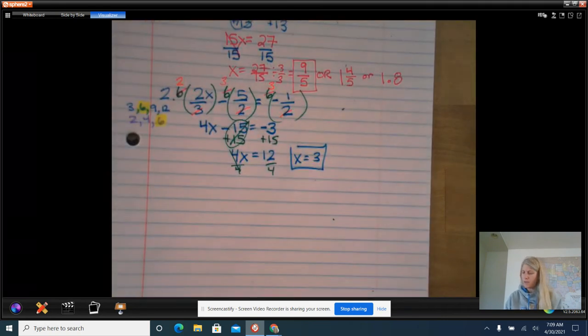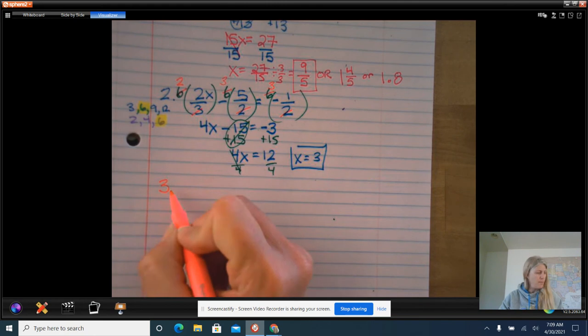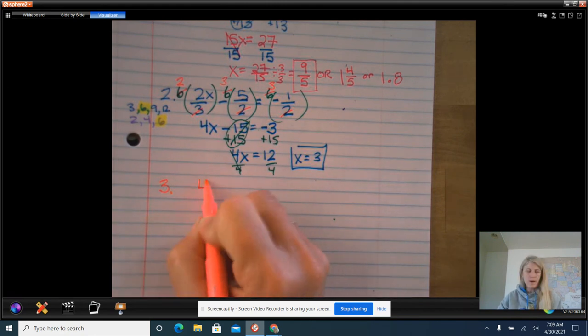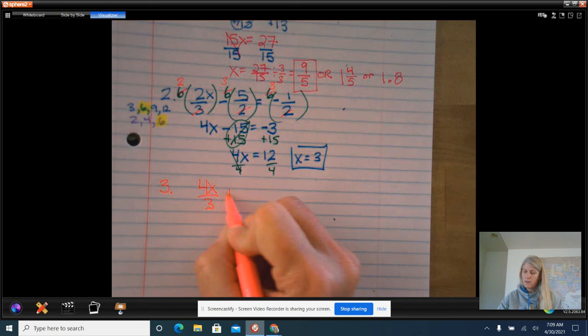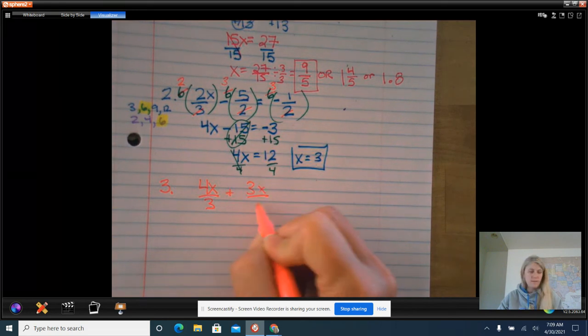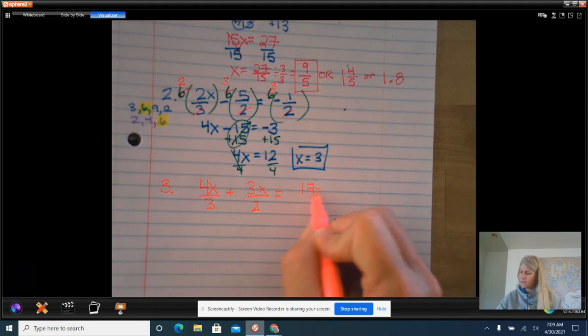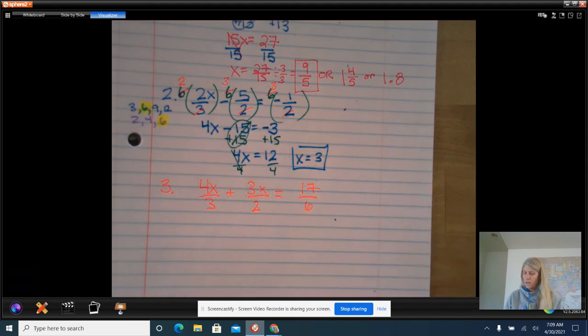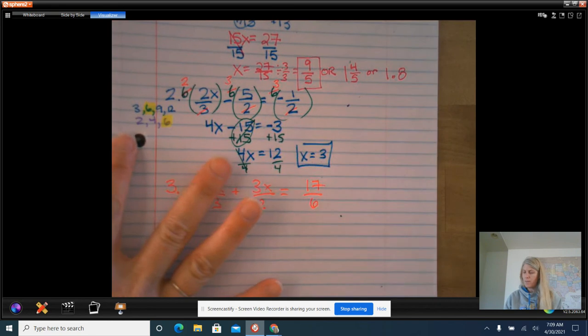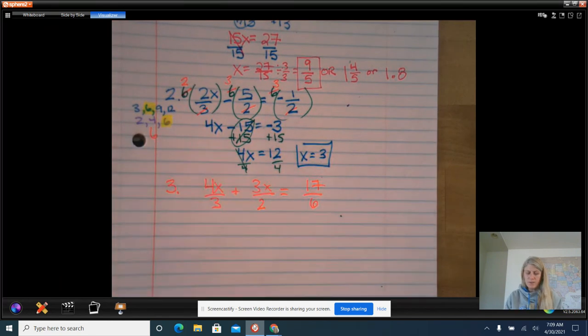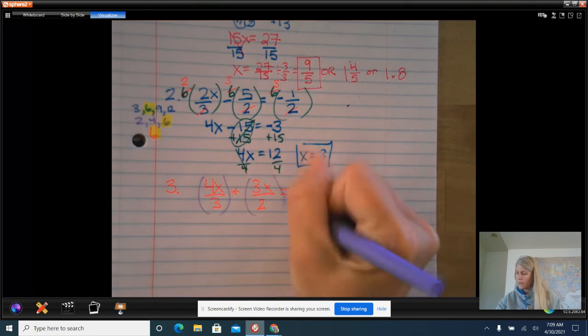Okay, let's go ahead and take a look at our third example. We have 4x divided by 3 plus 3x divided by 2 is equal to 17/6. Okay. So we have the same as before, but now we're adding a 6 as well, which is convenient because 6 was our common denominator before. So we're going to go ahead and use 6 for our multiplier.